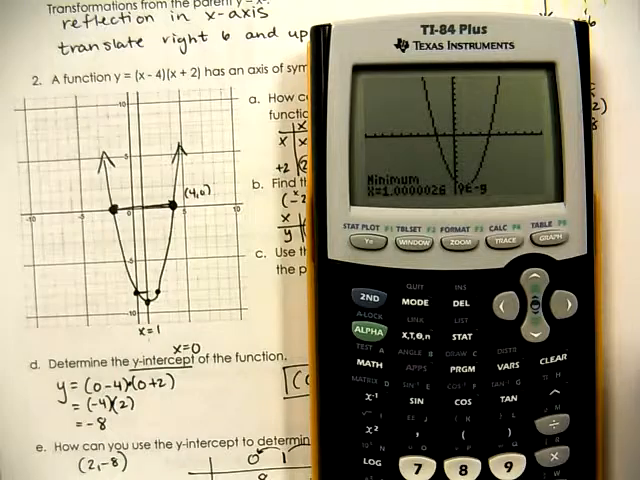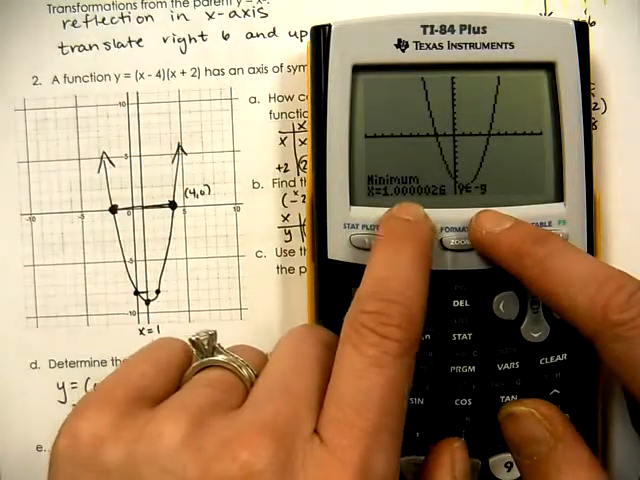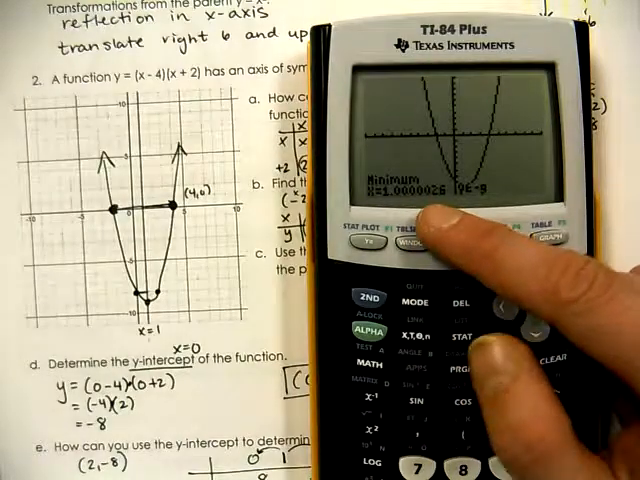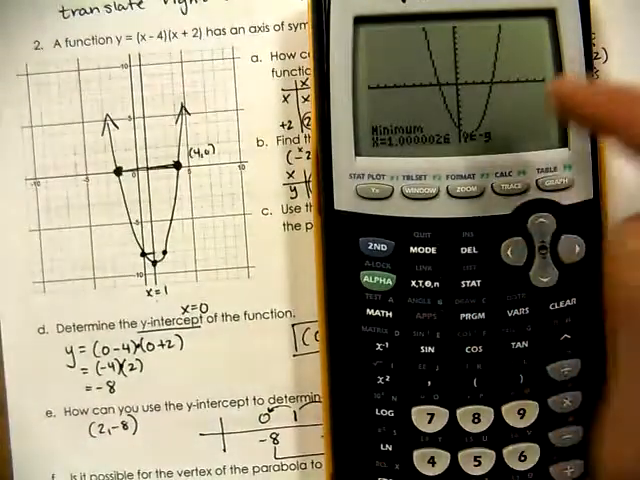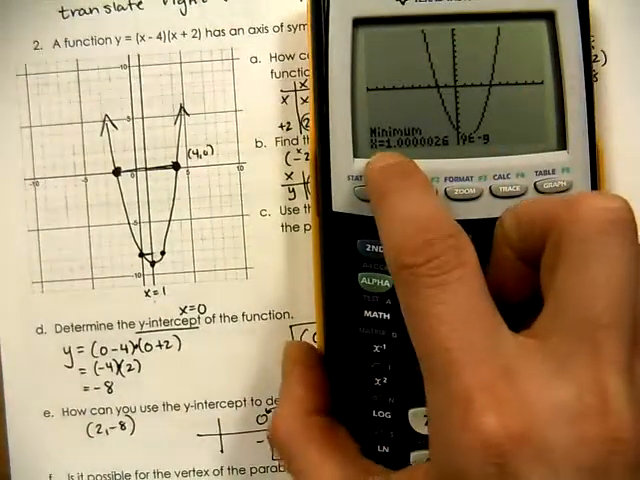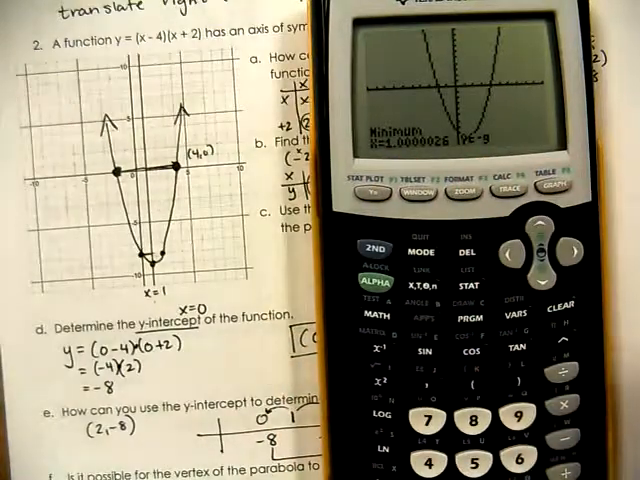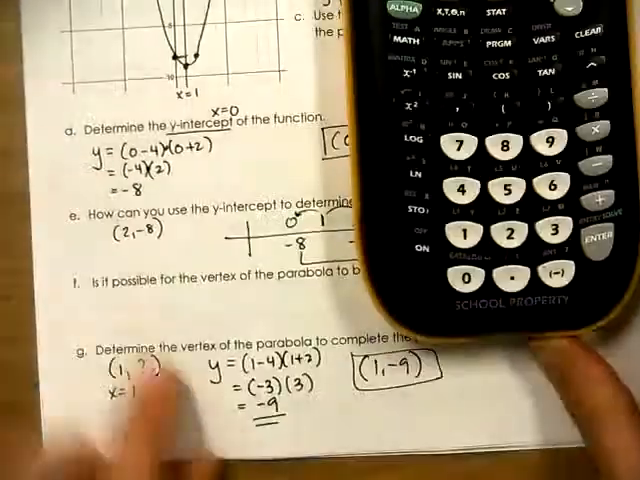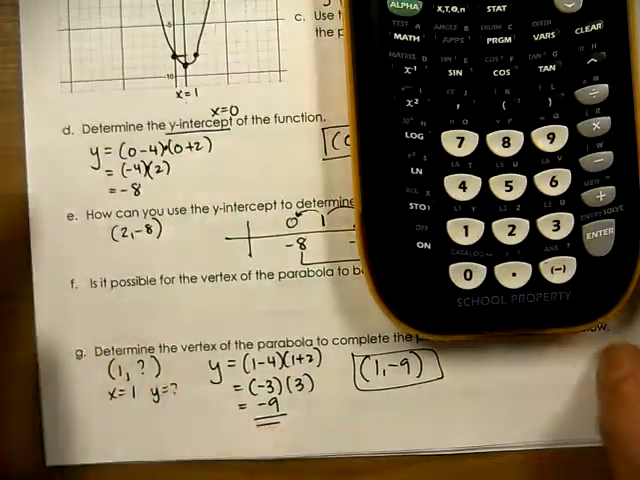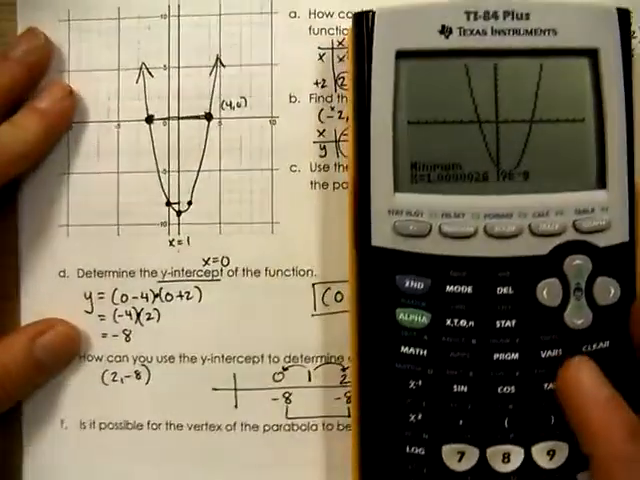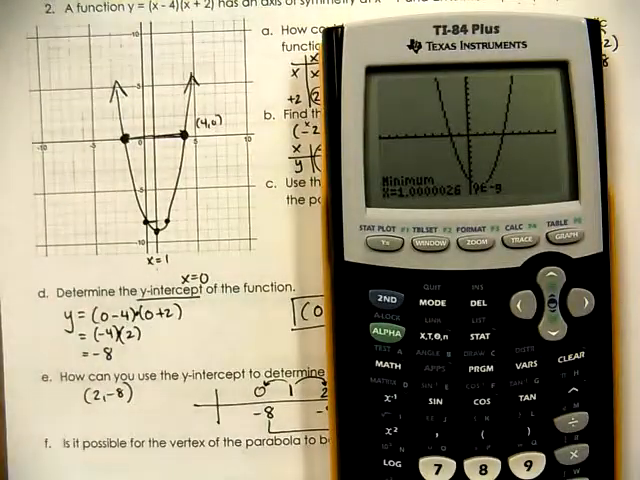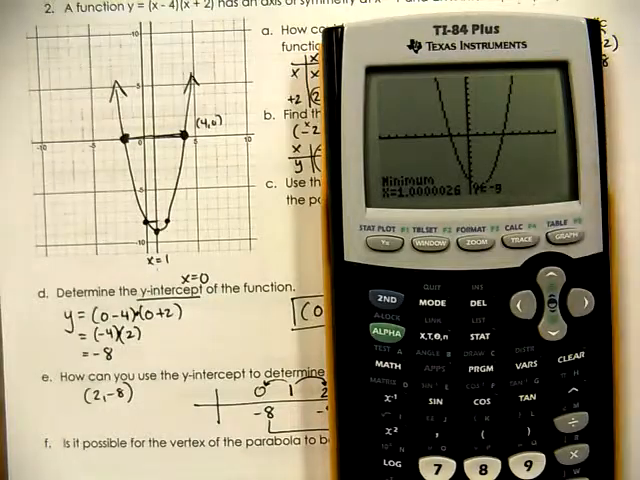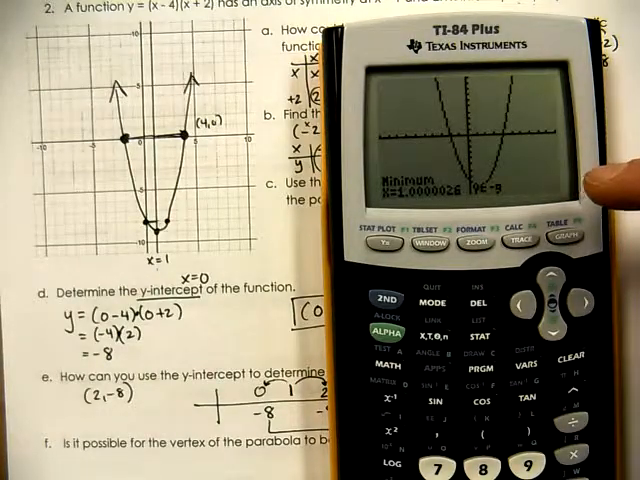Press enter. And what we see is we have x equals 1.00000, y equals -9. Now that's really close to 1, and that's just an error on the calculator's part. We're going to round that to 1. So when x equals 1, y equals -9, that would be my vertex, which is verified by the calculations we did down here, as well as when we were looking at the table in the graphing calculator. And what I'd like to do today is focus on how we can use that function on our graphing calculator to continue to find minimums and maximums.